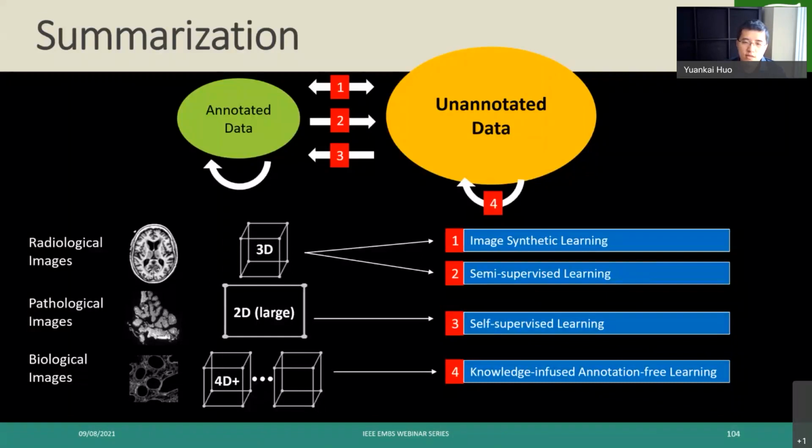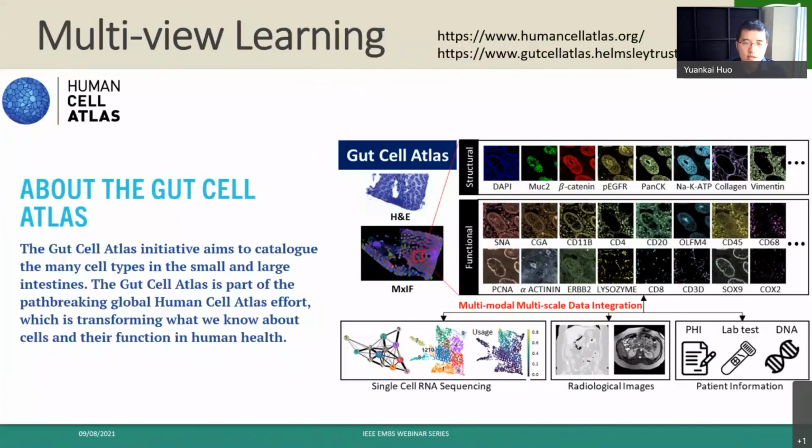Okay, so here are basically all the different topics I would like to introduce today. And then the question is, why do we want to understand so many different modalities using different scalable learning algorithms, right? So why do we need to do radiology, pathology, or microscopy images? So here is the answer.